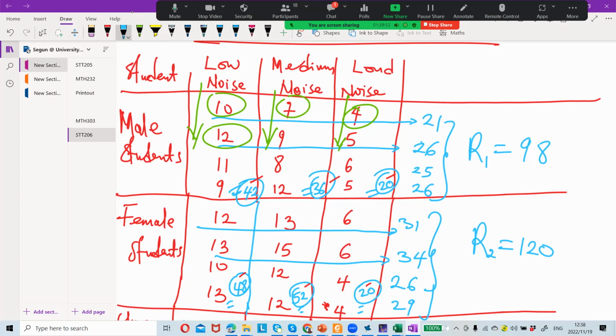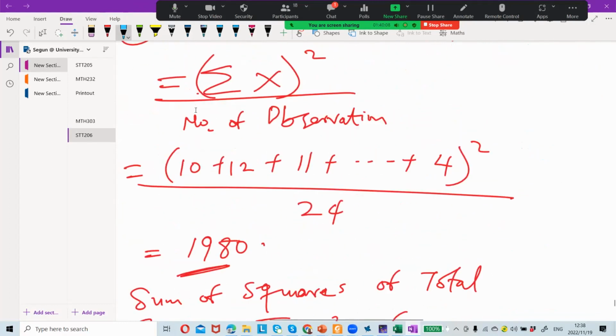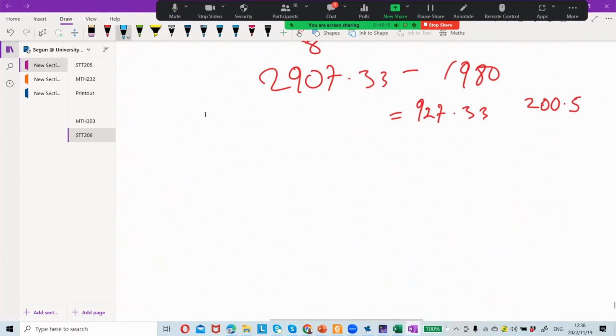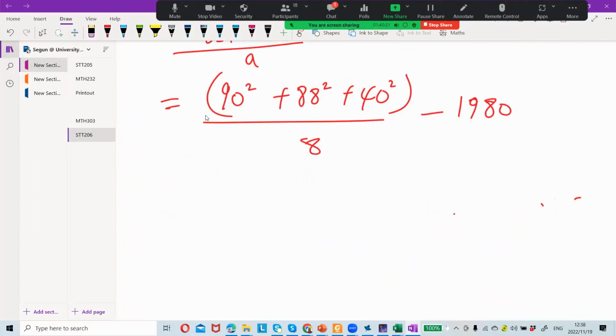How many students do you have here? 1, 2, 3, 4, 5, 6, 7, 8. Yes. Are you getting it now? Yes, sir. So the column here will be 8. So that is why I asked him to solve it for us. So if you say it's 8, so what do you have?